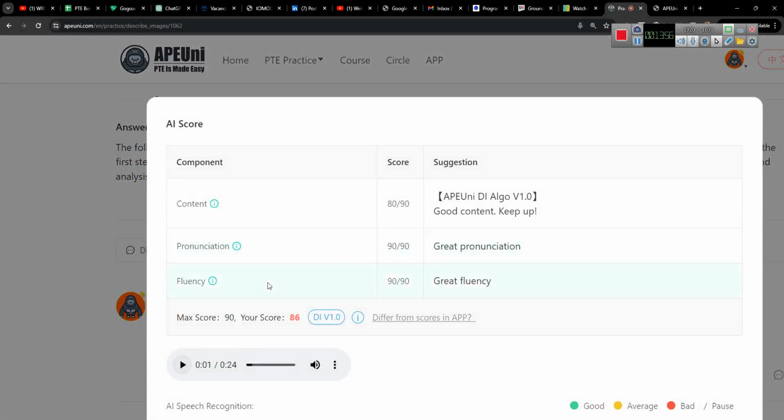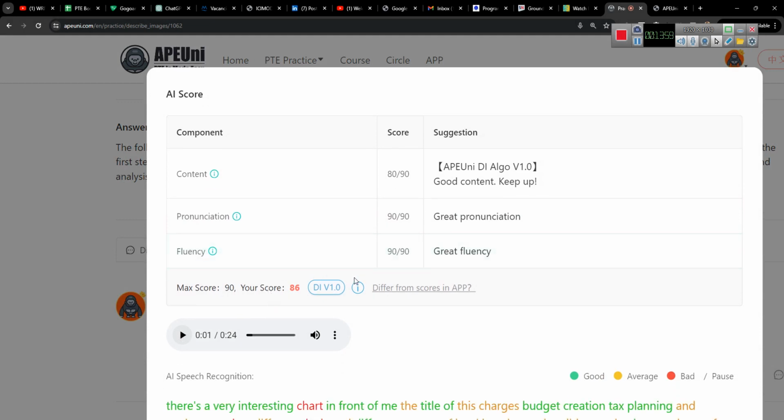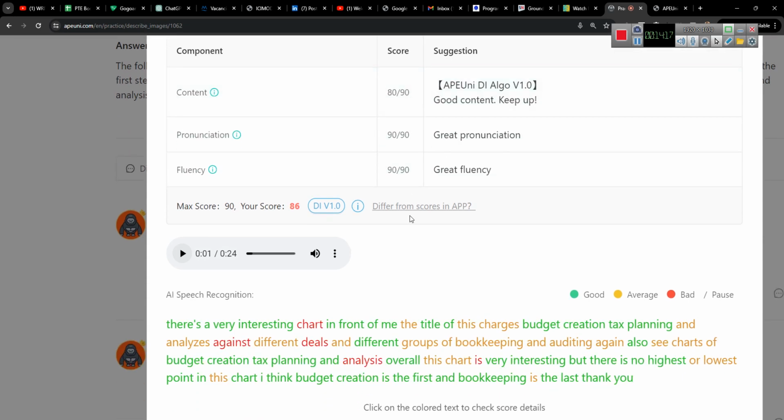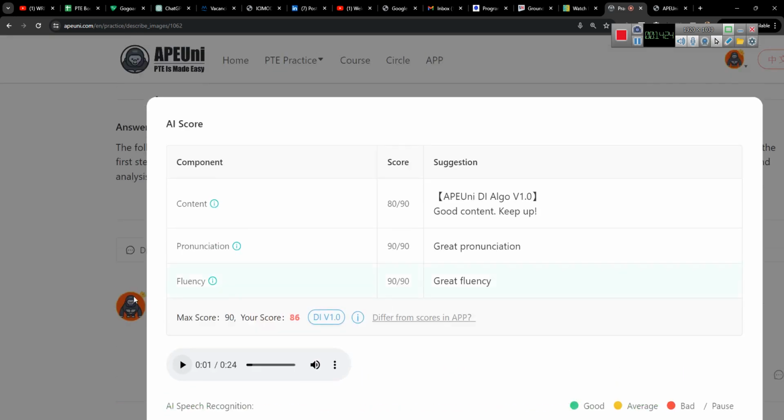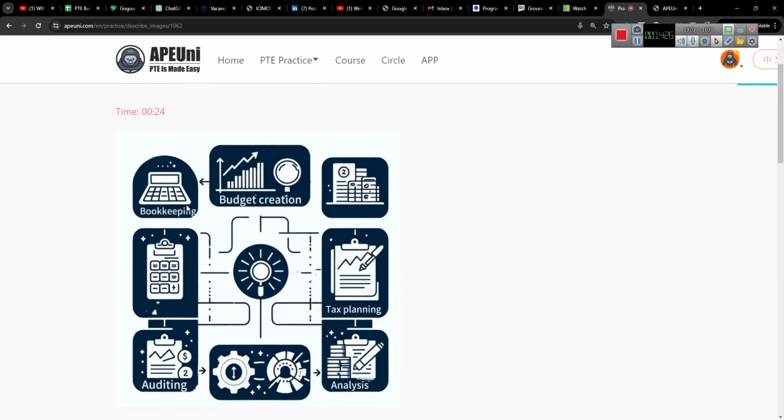Okay, so what happened in this particular session? So I got a 90 out of 90 in fluency. I was a little faster than I normally am, so maybe the speed mattered. Regarding pronunciation, I don't think there's a vast difference in score. And content was better this time because I mentioned those words: budget creation, tax planning, analysis, and those things twice. Because to be clear, there are only 1, 2, 3, 4, 5, 6, 7 keywords in this chart.